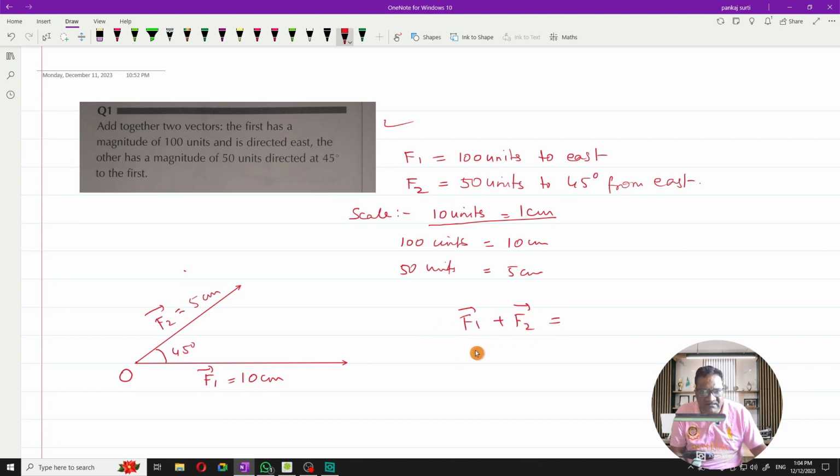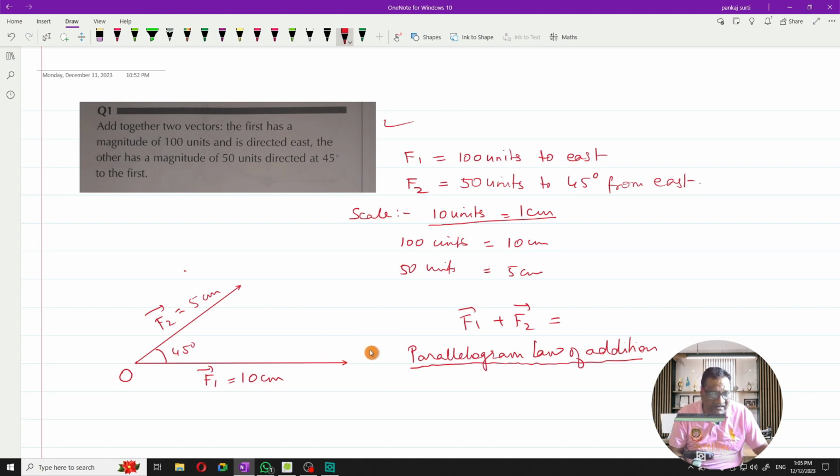Okay. So what will be this f1 plus f2? Now here comes the thing. So you are going to use something called parallelogram law of addition of vectors. I'm going to use this. Okay. Parallelogram law of addition. Now, according to parallelogram law of addition, these two vectors that I have drawn over here are the two adjacent sides of a parallelogram. So you will have to try to complete this parallelogram. Okay. So suppose I complete this parallelogram.